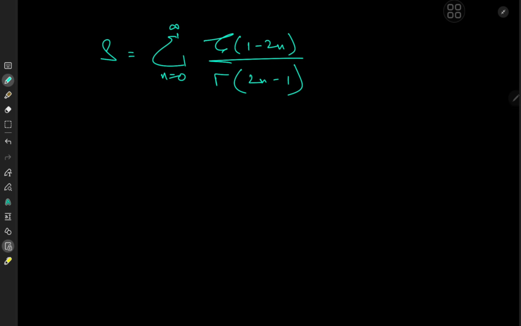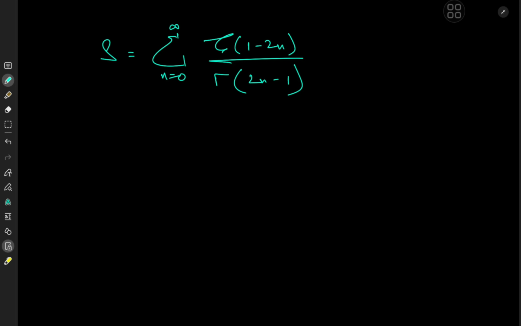Hey folks. Today we have an infinite series. We are interested in the sum over n from 0 to infinity of zeta(1 minus 2n) over gamma(2n minus 1). So we have a sum involving both the zeta function and the gamma function. You guys know that this is going to be awesome, so here we go.